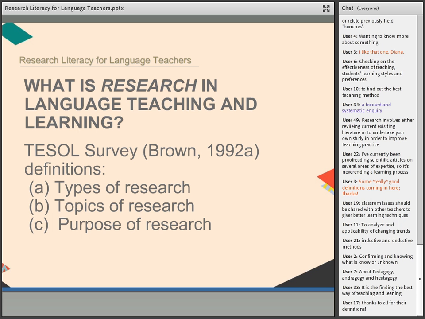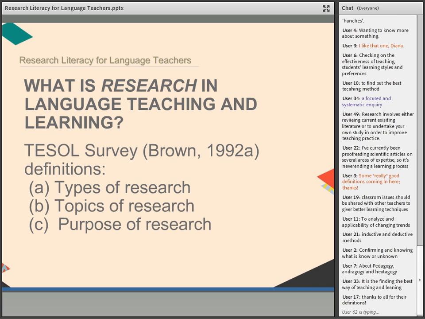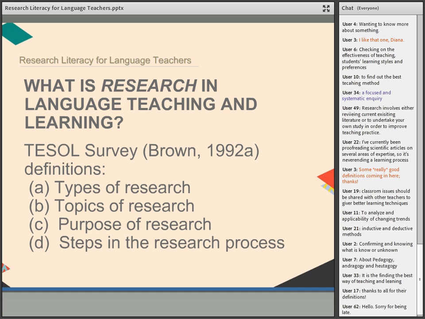We also have definitions of research coming from teachers that have to do with the purpose of research. I see some of yours definitions are like that. So Mushofan, to find out the best teaching method. So that would be the purpose of research, and to analyze from Maruf Ali, to analyze the applicability of changing trends. Those are the sorts of definitions I mean by the purpose of research.